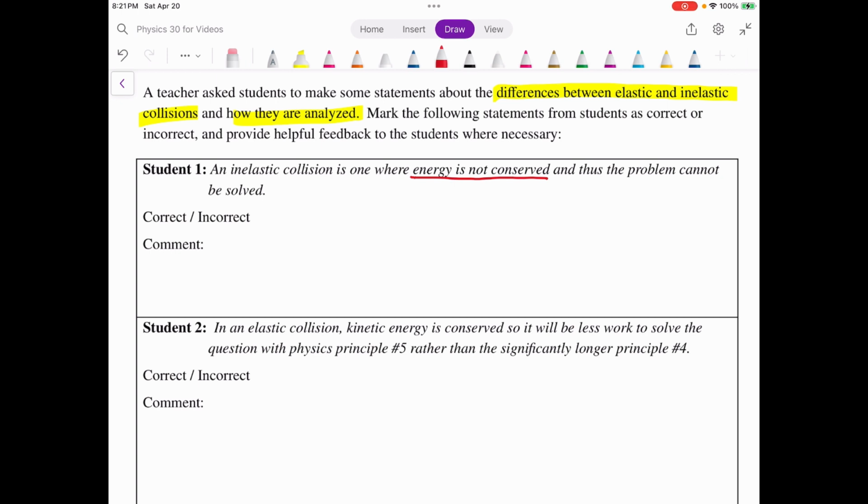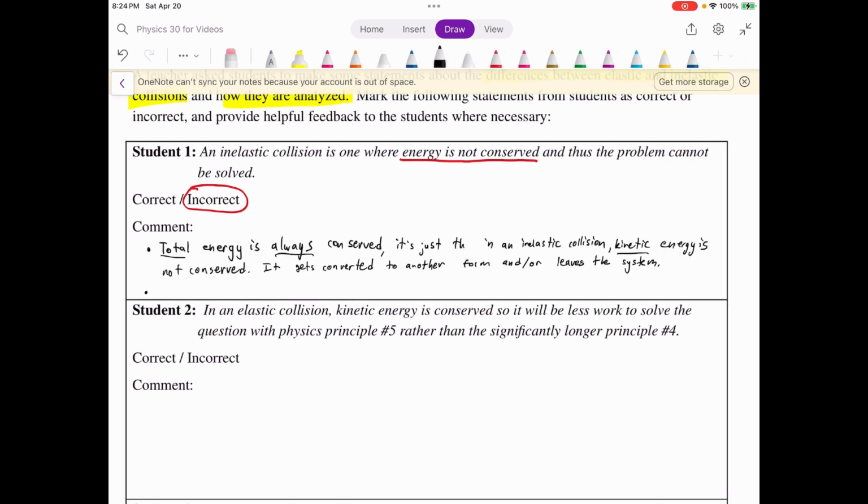So what are they thinking of? Kinetic energy. In an inelastic collision, kinetic energy is not conserved. So let's say incorrect, and then we'll give them the feedback. The total energy is always conserved. It's just that in an inelastic collision, kinetic energy is not conserved. It's not destroyed, it just gets converted to another form and/or it leaves the system.